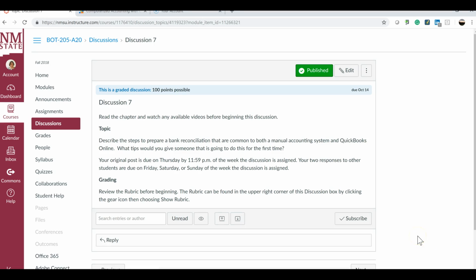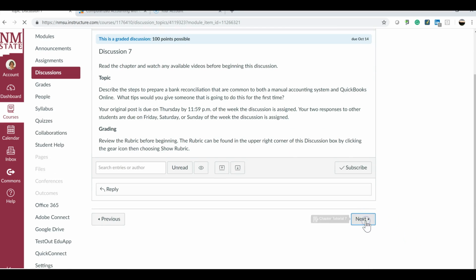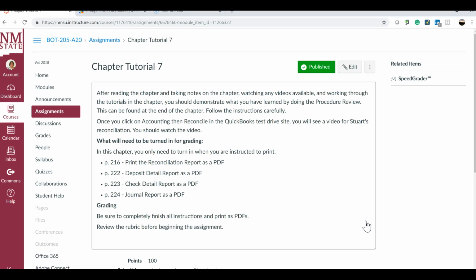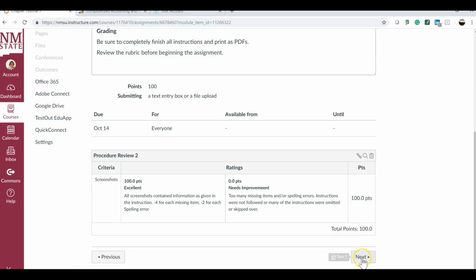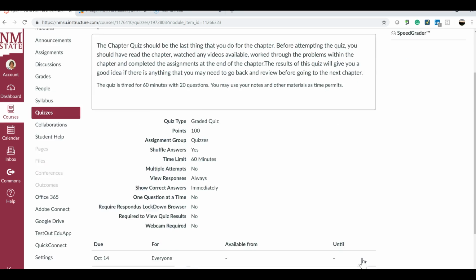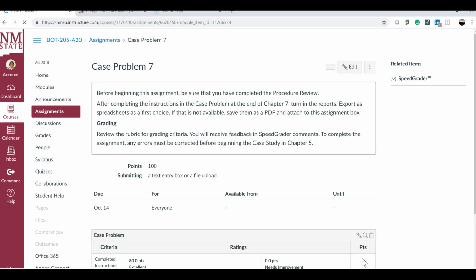Here's your discussion, where you're describing the steps needed to prepare a bank reconciliation that are common to both the manual accounting system and QuickBooks Online. It's only the case study that could be a problem with the bank reconciliation. You should work out fine and get to see how it actually works in the tutorial. Your tutorial, and I've listed the reports that you should submit in PDF format. Your quiz, and finally the case problem that you need to turn in.